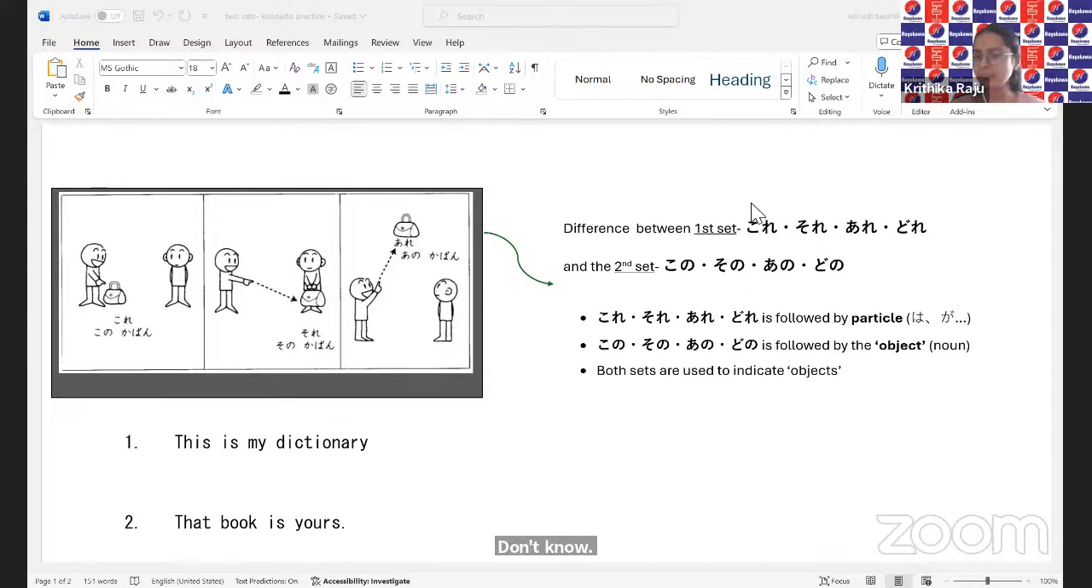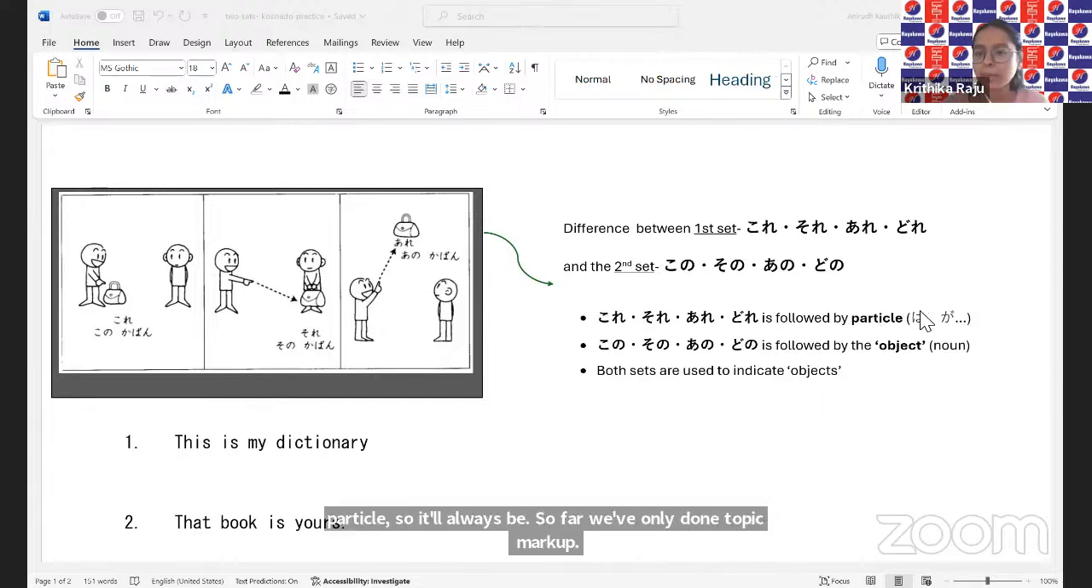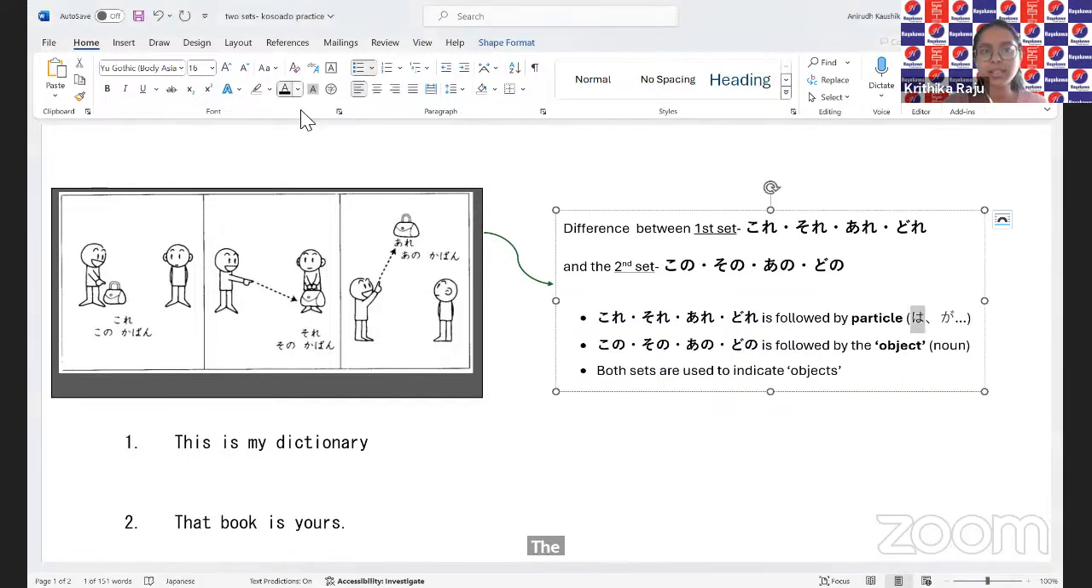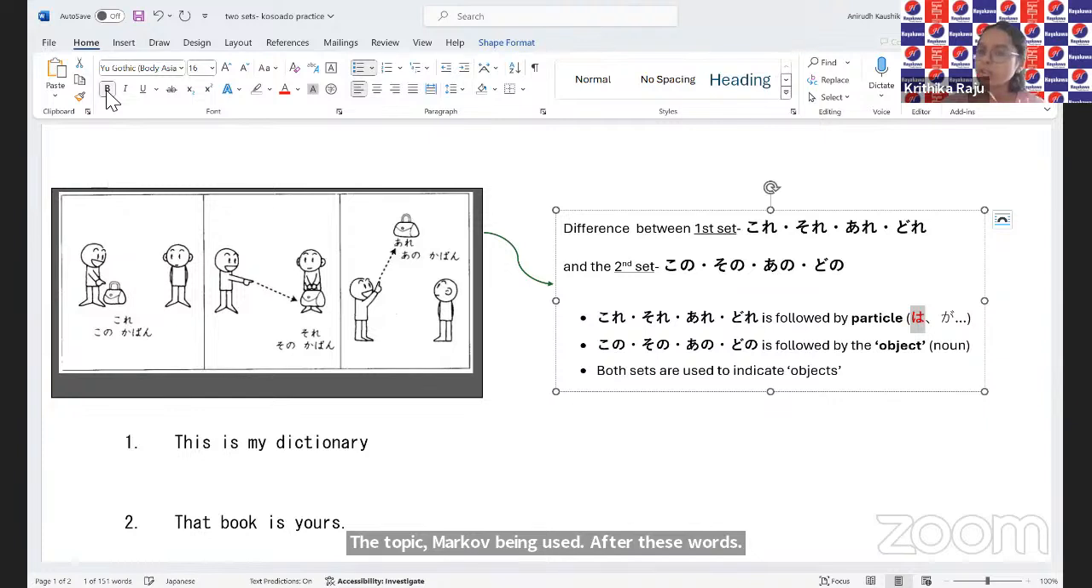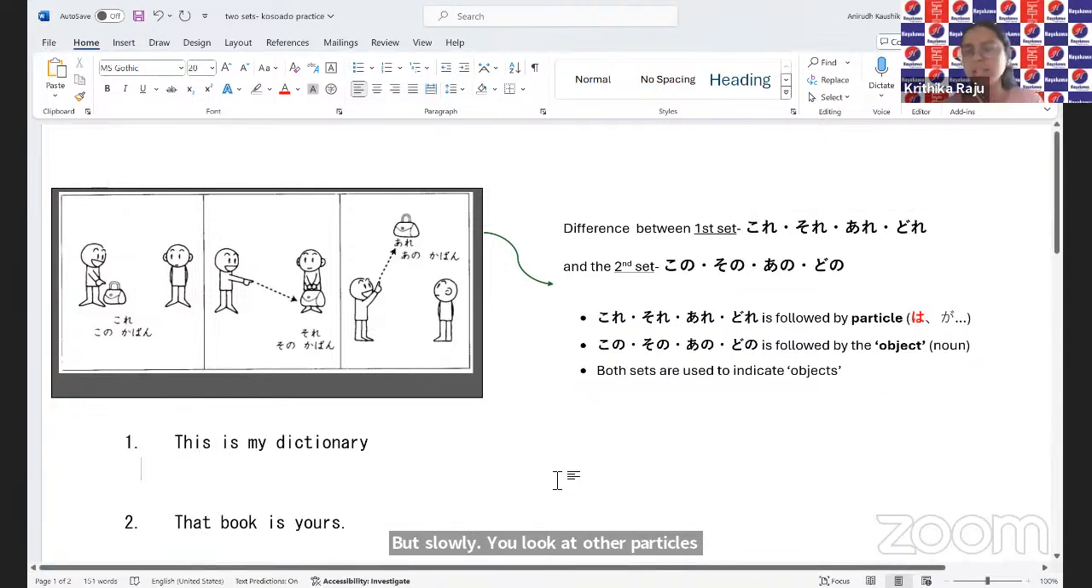So with this set, there is a difference. Both of these sets are used for nouns, for objects around you, right? So there has to be a difference, and what is this difference between kore, sore, are, dore and kono, sono, ano, dono? The first set, kore, sore, are, dore, is followed by a particle. So far we've only done the topic marker, so you'll only see the topic marker wa being used after these words. But slowly you look at other particles and they can also be used. Once you see what their functions are and how they are used, you'll see how kore, sore, are can also be followed by other particles. But for now, it's only the topic marker wa that we have learned. So it'll always be kore wa, sore wa, are wa.